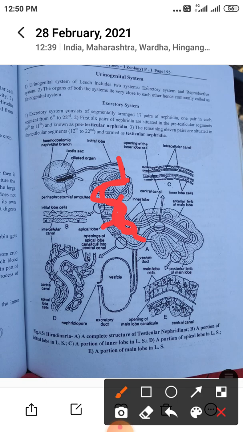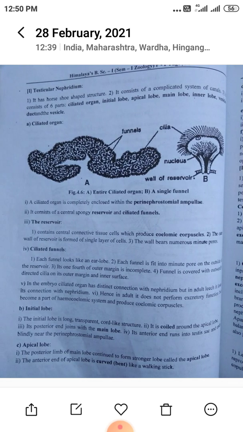This is the apical lobe. Next, the apical lobe: the posterior limb of the main lobe continues to form a stronger lobe called the apical lobe. The initial lobe joins towards the apical lobe. The anterior end of the apical lobe is curved, bent like a walking stick.